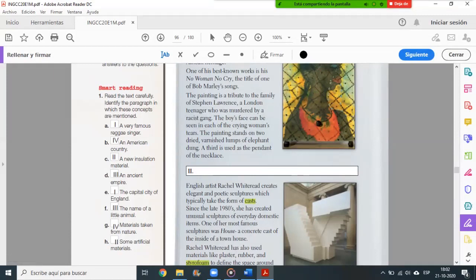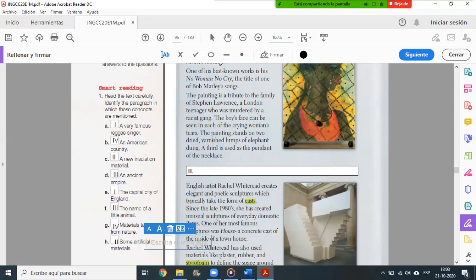Then letter F, the name of a little animal. It is mentioned in paragraph 3 as sparrow. Yeah, pequeño animal, sparrow. Se menciona en el párrafo 3. Then materials taken from nature. Materiales sacados de la naturaleza. It is mentioned on paragraph 4, and it is stone, snow, and sand. En el párrafo 4 se mencionan estos materiales, stone, piedra, snow, la nieve, sand, arena. Taken from nature, ¿cierto? Materials taken from nature.